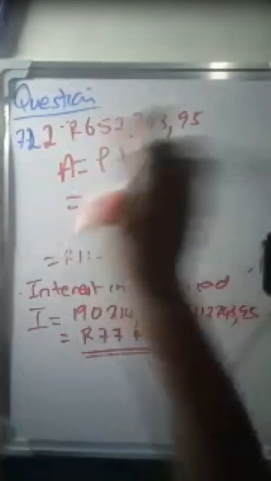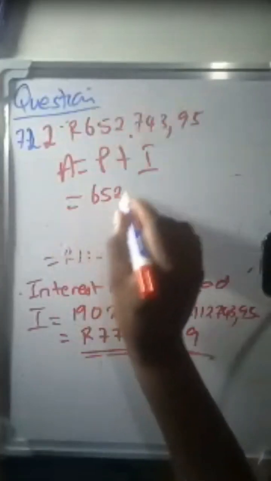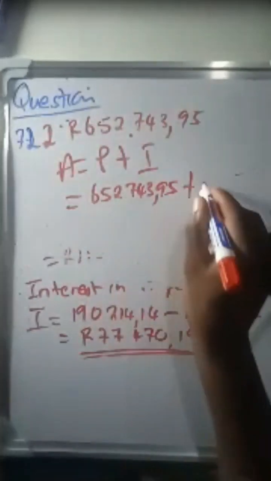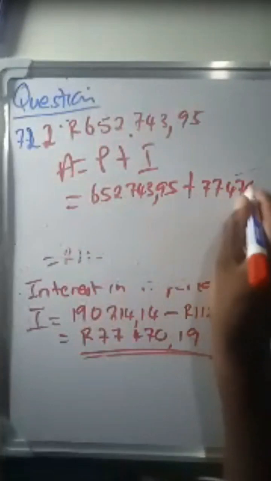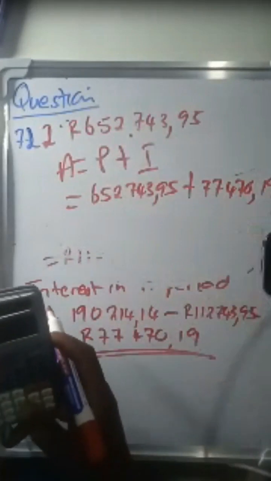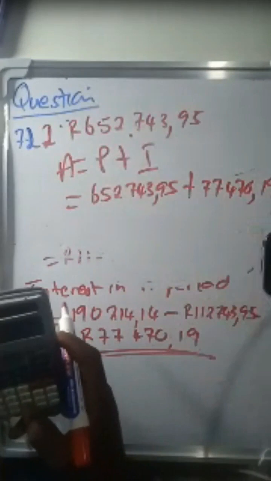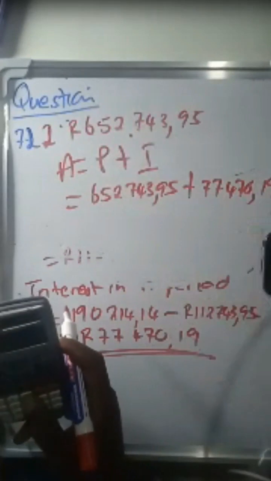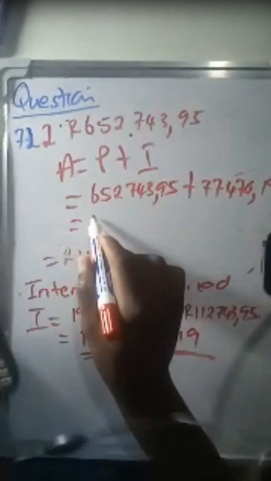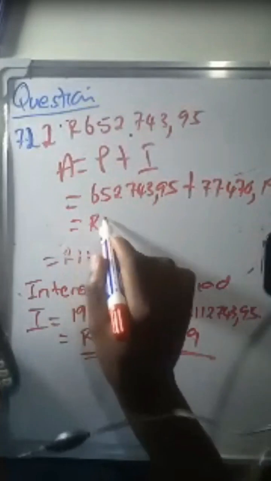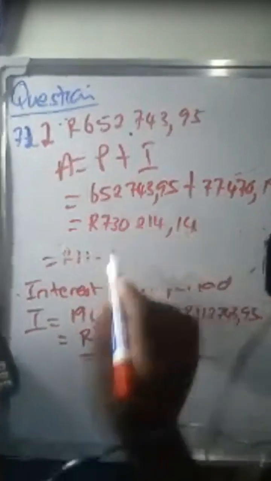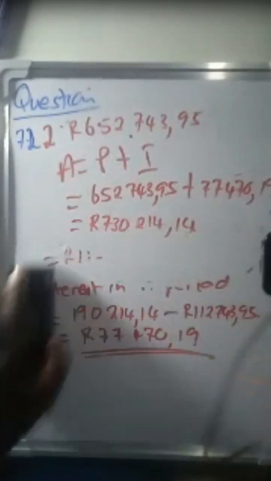So what was the principal amount? It was 652,743.95. What was the interest that was earned? It was 77,470.19. Okay, we add those two plus 652,743.95. Then we get that in the account at the end of n periods, we had 730,214.14. Okay, this is the amount that we have in the account.